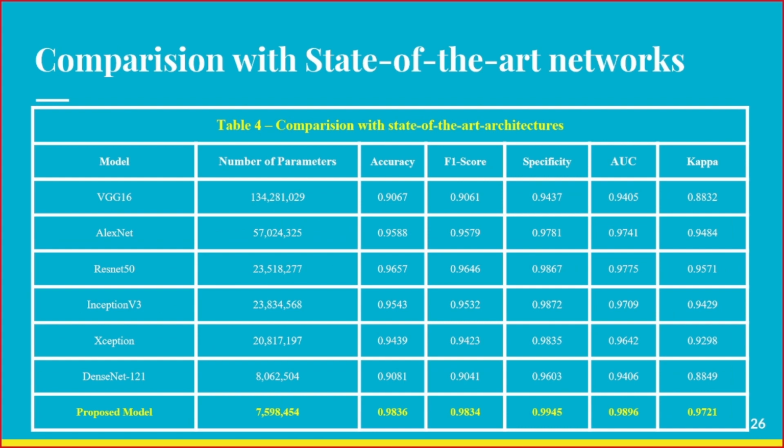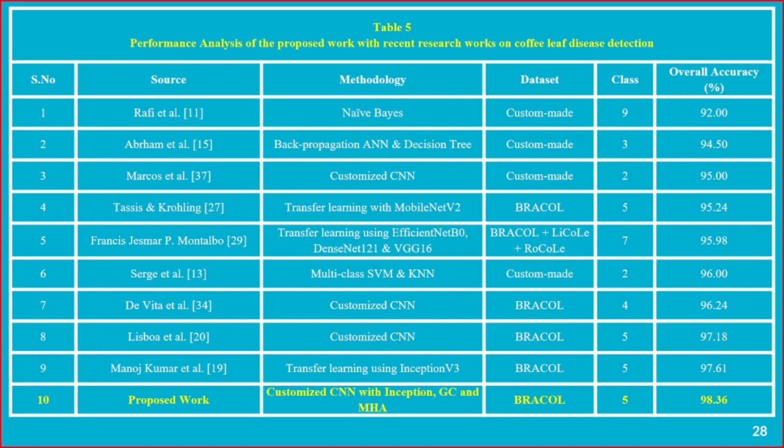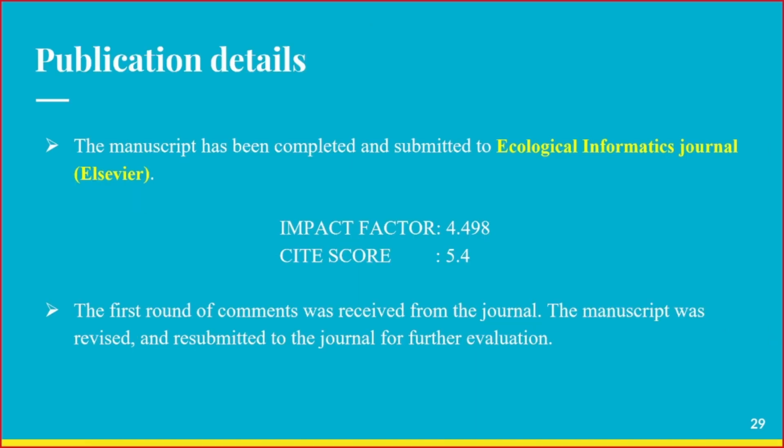Here we can observe that our proposed network contains a lower number of trainable parameters and has produced a better testing accuracy than the other aforementioned models. And this is the performance analysis of the proposed work with recent research works on coffee leaf disease detection, and our proposed network has outperformed other existing works.